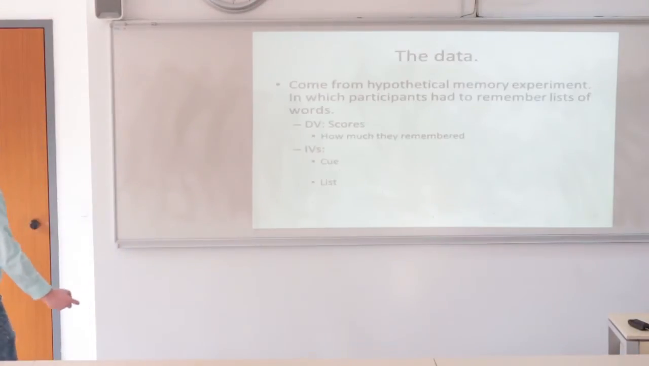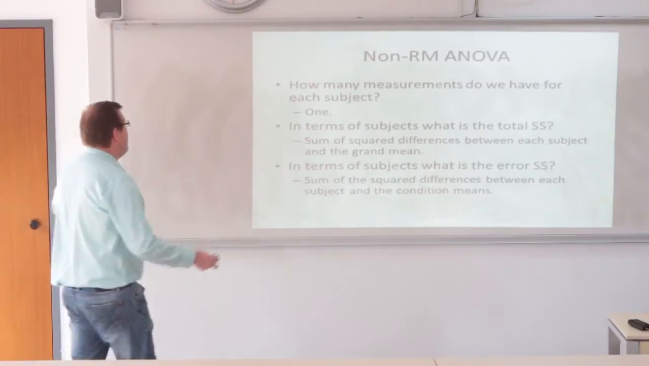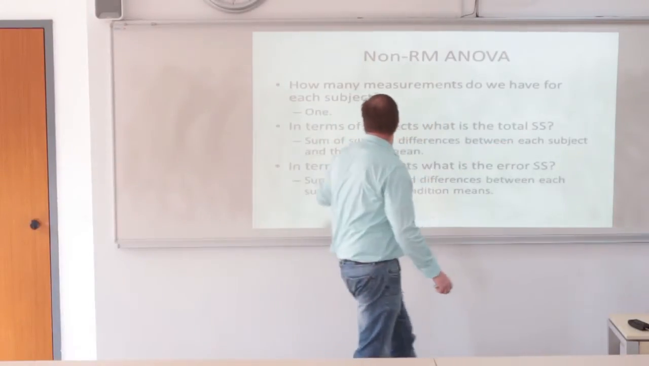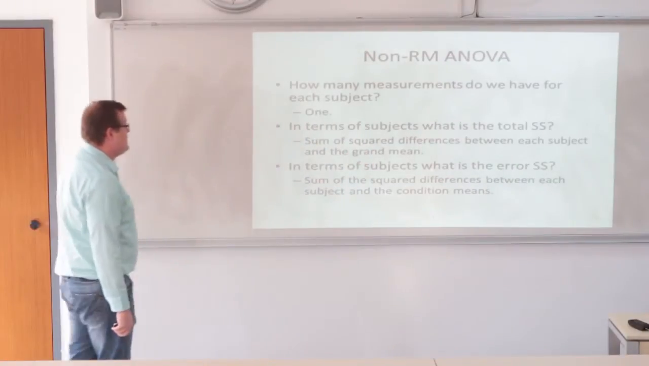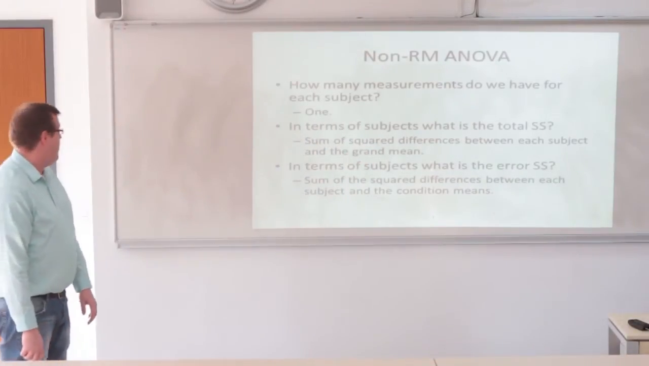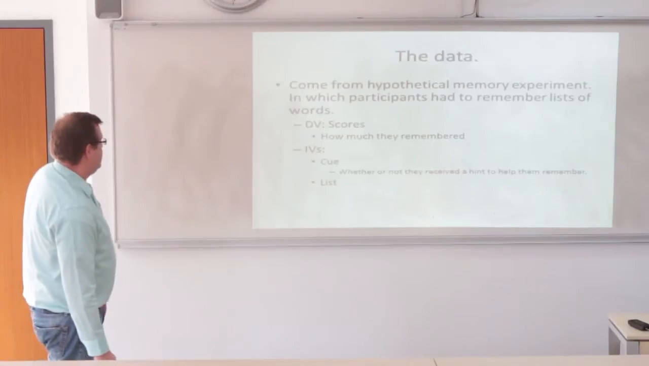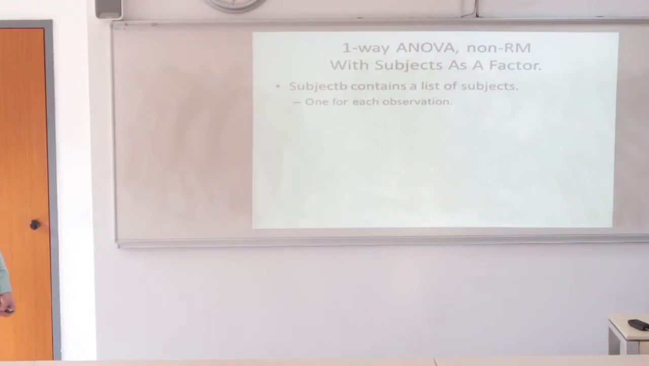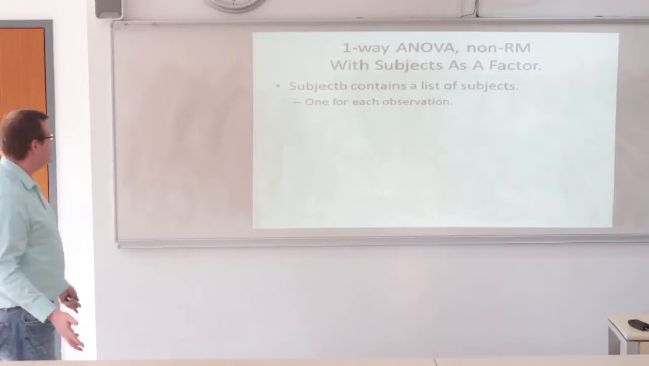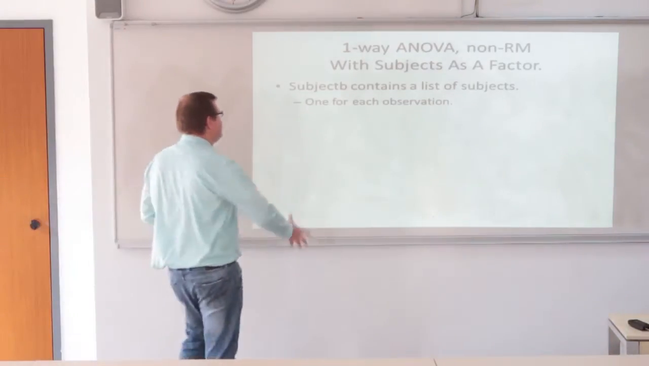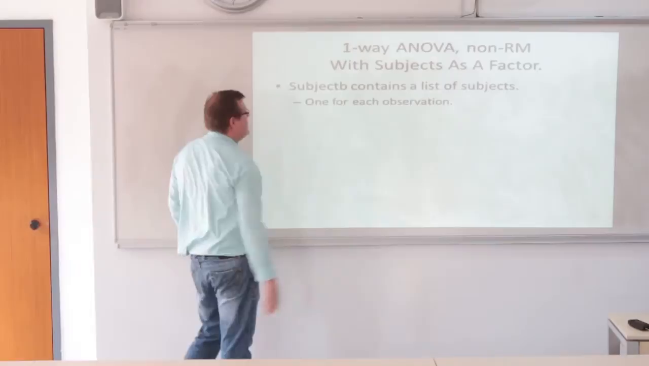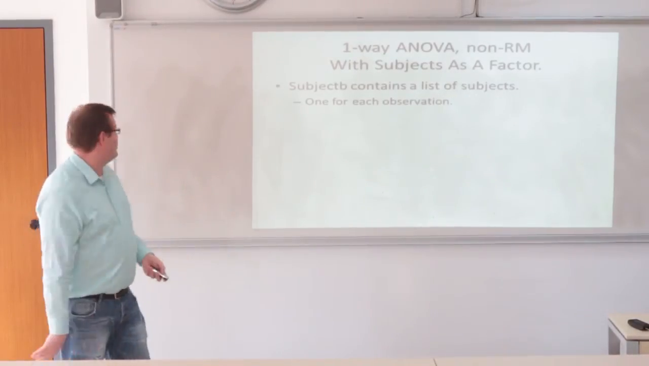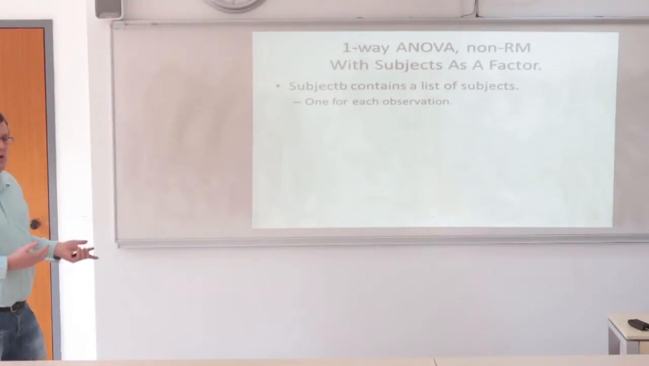Okay, so let me go back actually for a second. So we said in terms of subjects, the total sum of squares is the sum of the squared differences between each subject and the grand mean. So let's see. I'll do a one-way ANOVA, non-repeated measures, with subjects as our factor. So in this data file, subject contains a list of subjects. One subject for each observation. So can anyone tell me what my model would be?